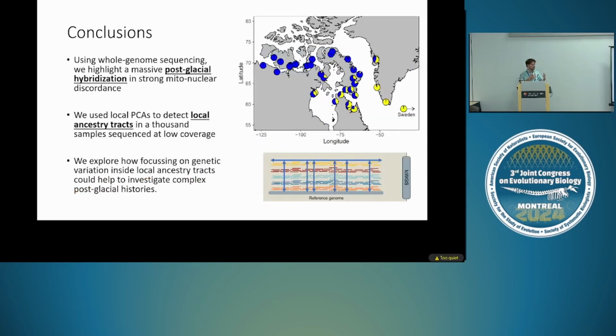So just as a summary, we identified this massive post-glacial hybridization and strong mitonuclear discordance in our data. We also explored how we can use whole genome data to identify at least bigger local ancestry tracts, even if it's at low coverage. And I think that makes us think on how maybe the most interesting part of having whole genome data is not necessarily that you have millions and millions of SNPs. It's maybe more the horizontal signal that you can get out of it. How are those SNPs linked, and how that can be used to basically investigate more complex post-glacial histories.